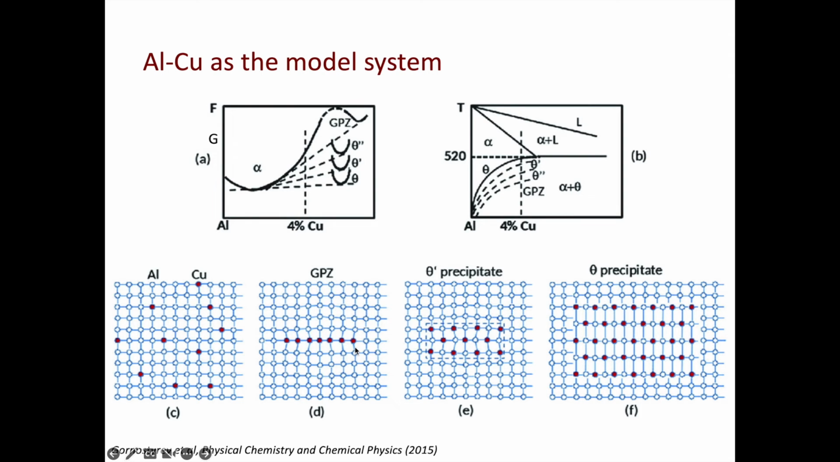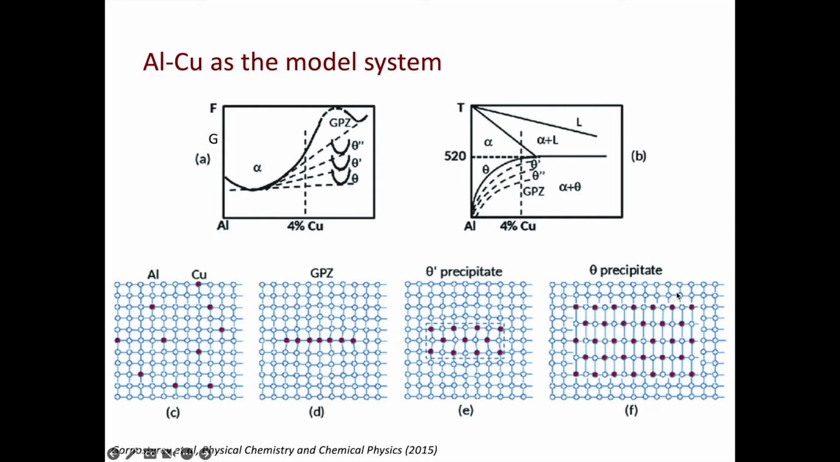Increasing the aging time or aging temperature, GP zones will evolve into theta prime precipitates. Further aging leads to the formation of theta precipitates, and the theta phase, as you can see, the interfaces on both sides, they are incoherent. This is why it grows much faster laterally to form plate-like structure.